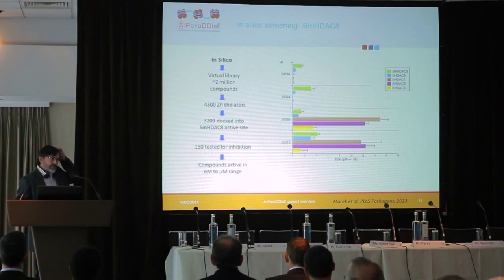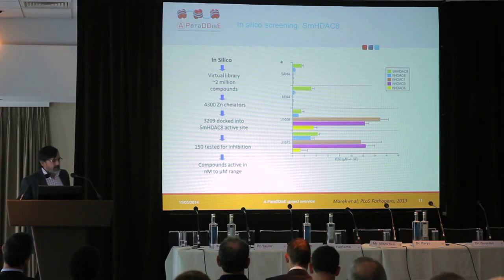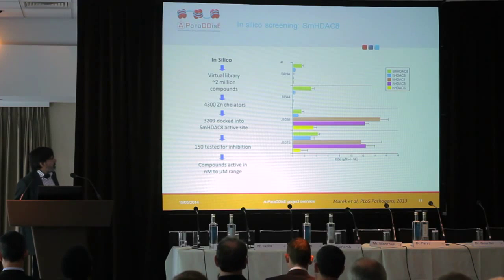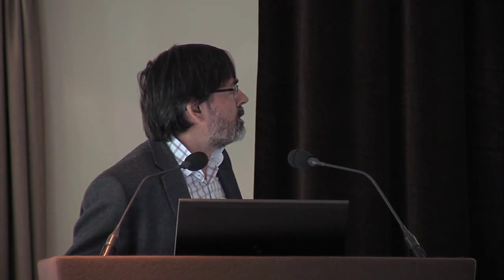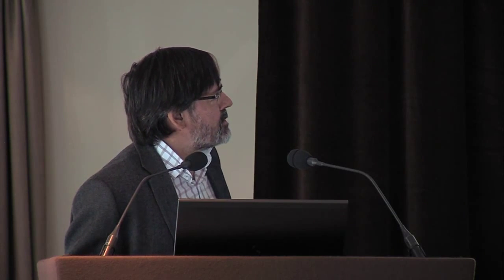As I said, I won't go into the high throughput screening, which has produced some interesting compounds which we're pursuing. The in silico screen was done, as you can see on the left, using a certain number of screens and then docking into the active site using the crystal structure. And a number of these which seemed likely to be potent were tested for inhibition, and we retained compounds active in the nanomolar to very low micromolar range. On the right, you can see a couple of examples, J1038 and J1075. Now, I should say at the outset, these are not compounds that we're pursuing. These are just to illustrate how we think this works.